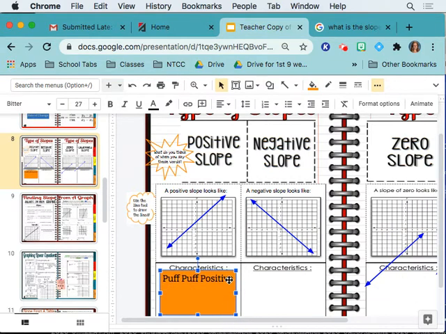All right, so puff puff positive, and so we are going to say it rises from left to right.